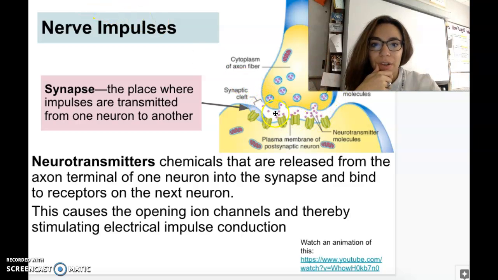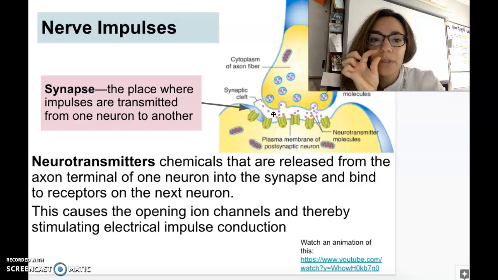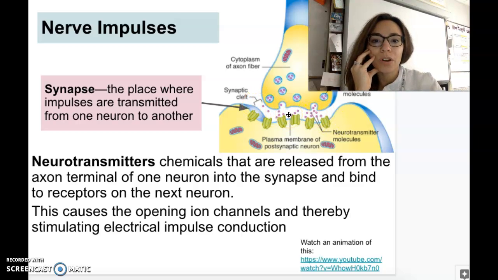Now, once that electrical signal reaches the end of the neuron, the axon terminal, it reaches a little space called a synapse. Two neurons don't actually touch each other. There's a little microscopic space in between them. That's called the synapse. This is where the impulses are transmitted from one neuron to another. In this space, little chemicals called neurotransmitters are released from the axon terminal of one neuron into the synapse, and they bind to receptors on the next neuron. So these would be the dendrites of the next neuron. This causes ion channels to open, thereby stimulating an electrical impulse in the next neuron.